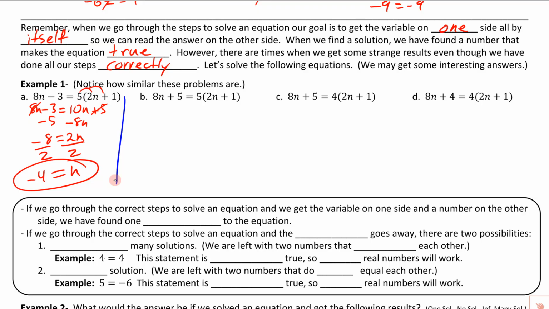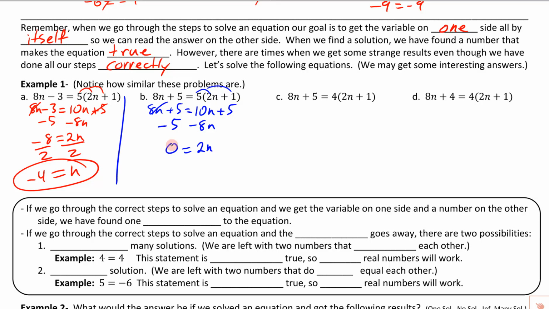Let's take a look at this next one. Let's see what happens on this one. So we have that 8n plus 5. When we multiply here, we get 10n, and the other one we get a 5. We're going to move the smallest one again, so I'm going to subtract the 8n. If I'm going to get the n's over here, which again is going to give me a 2n, I'm going to move the 5 to the other side by subtracting 5. And we end up with, well, 5 minus 5 is 0.